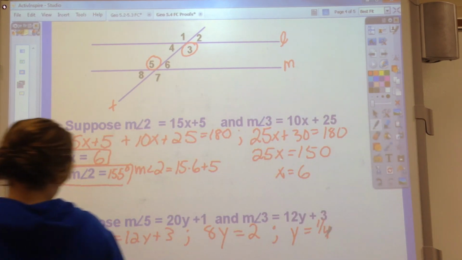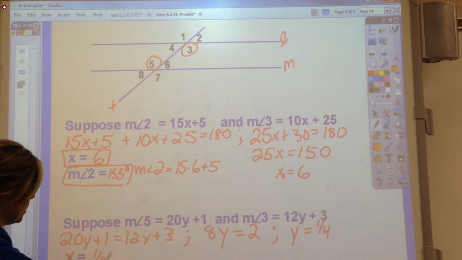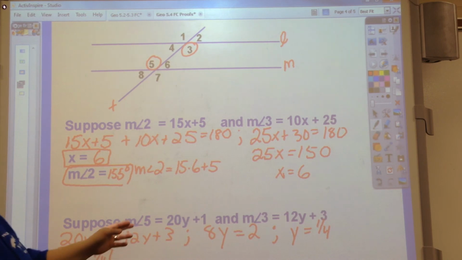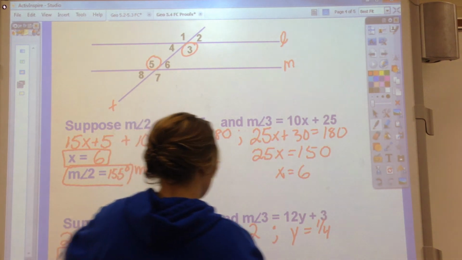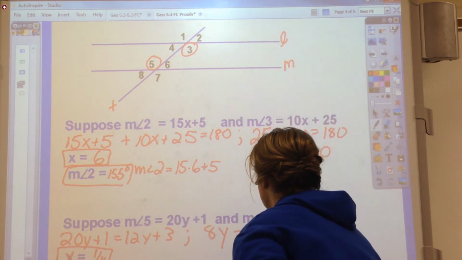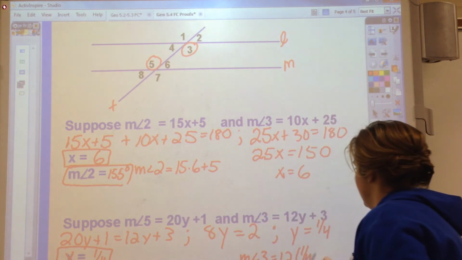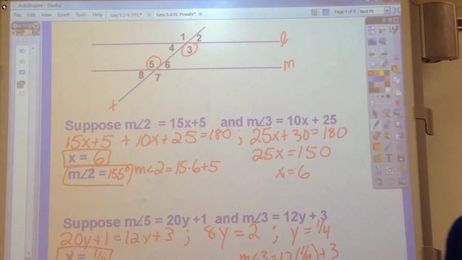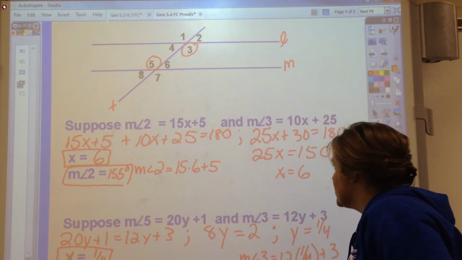And I have a little typo here that says x equals. It should say y equals, and y equals 1/4. Now to find the measure of angle 4, I am going to first need to find the measure of angle 3. Agreed? So I'm going to plug 1/4 back into the measure of angle 3. And would you agree that 12 times 1/4 is 3, plus 3 is 9 degrees?